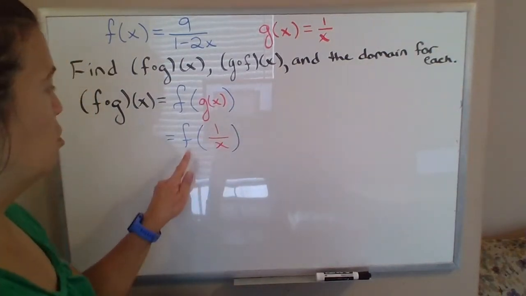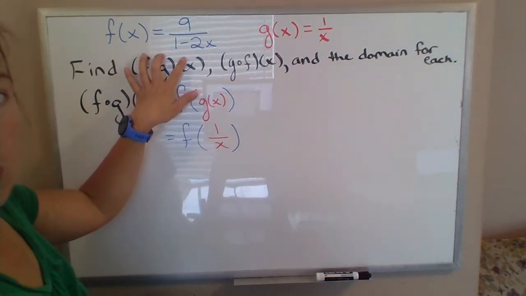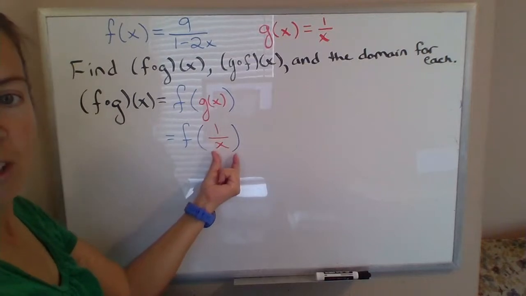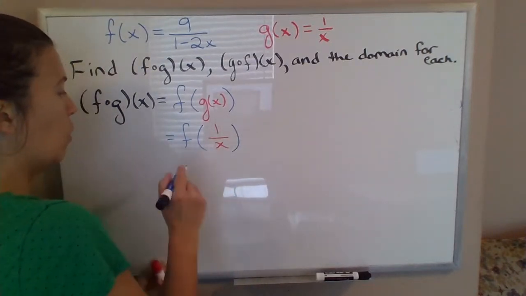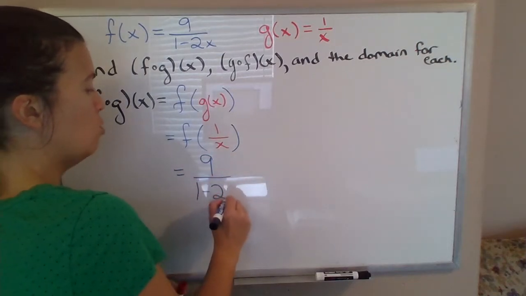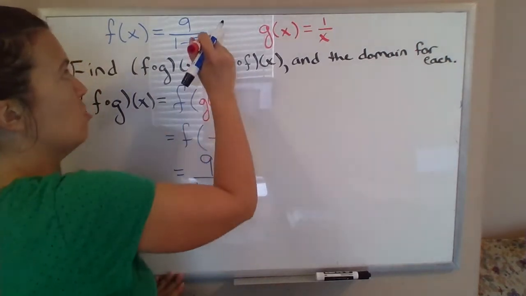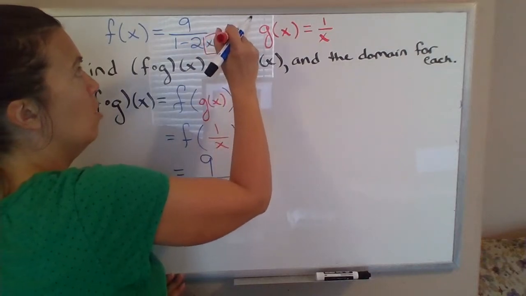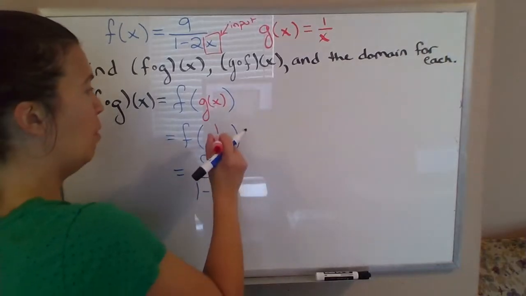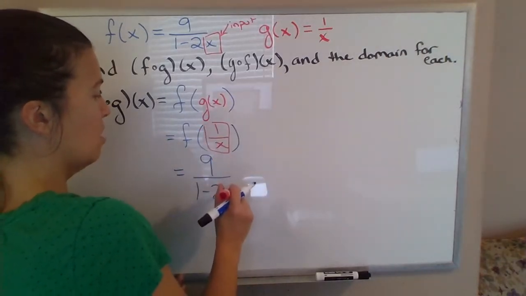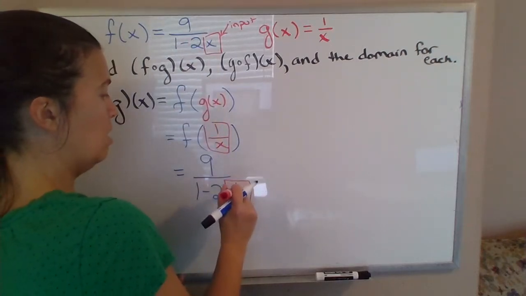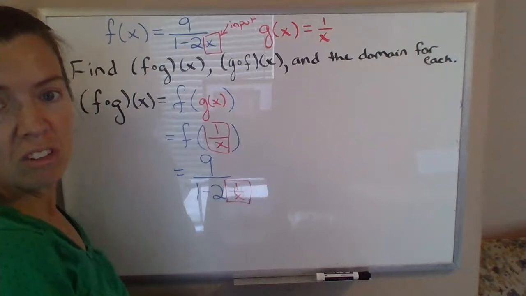Now I go to the rule for f, given by this equation here, but I make the input whatever I have in the parentheses. So I go to the rule for f, 9 over 1 minus 2x. Now x is just a stand-in for whatever input you're given. So in this case, the input is 1 over x. So 9 over 1 minus 2x, right here, we need to insert 1 over x.